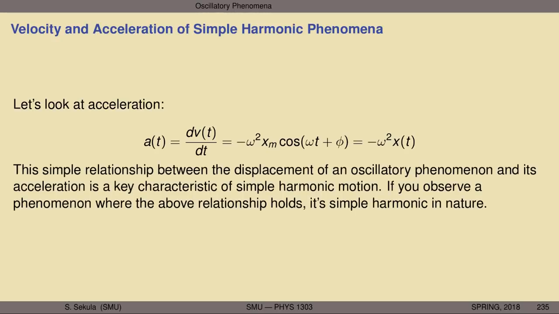Now, this simple relationship between the displacement of an oscillatory phenomenon and its acceleration is a key characteristic of simple harmonic motion. Since simple harmonic phenomena can be easily described by sine or cosine functions, their accelerations are also, as a direct consequence of this, given by negative omega squared times the displacement. It's a feature of this way of being able to describe a periodic phenomenon. So if you observe a phenomenon where this above relationship holds, without knowing anything else about that phenomenon, you can already say it's simple harmonic in nature, and that gives you a tremendous amount of power and simplicity in describing what may at first seem like a very unfamiliar or complex phenomenon.